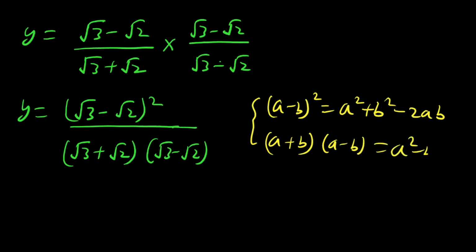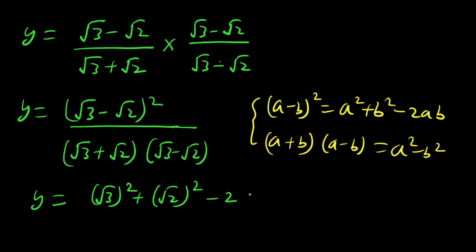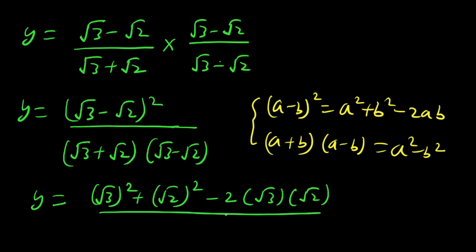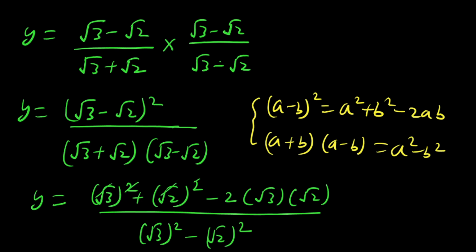This is equal to a square minus b square, where the value of a is square root of 3 and the value of b is square root of 2. So in the numerator y is equal to square root of 3 square plus square root of 2 square minus 2 times square root of 3 times square root of 2, and in the denominator square root of 3 square minus square root of 2 square. Then the root is cancelled out by the square in each case. Carefully, in the numerator 3 plus 2 is 5.